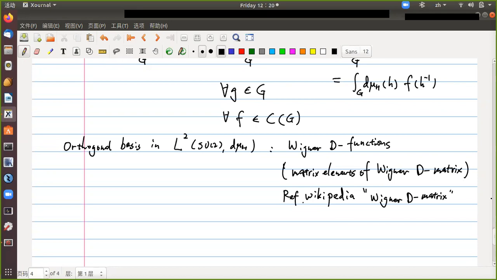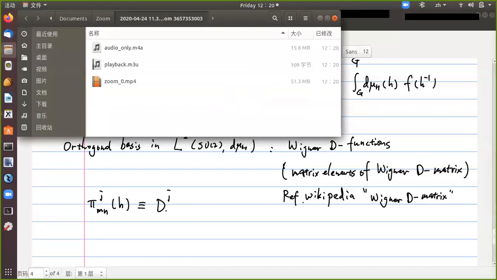And what exactly is the Wigner D matrix? These are D functions, and what are those D functions? I will call them pi, because I want to follow the convention of the book by Thomas Tiemann, so I try to use the same notation. Over there he called it pi, and it has three labels, J, M, and N. It's a function of h, where h belongs to SU2. This is just the Wigner D function in the usual convention.